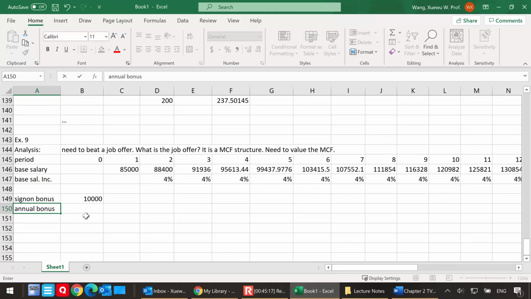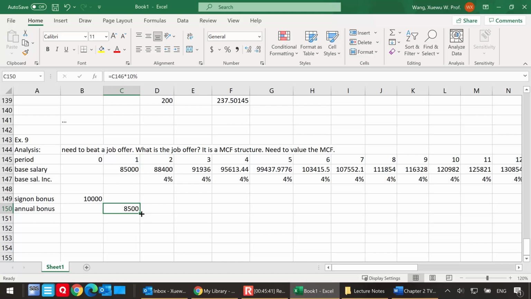Okay, the annual bonus is actually 10% of the base. So I'm going to look at the annual bonus in the first year. It's the first year base multiplied by 10%. So in the first year, this person gets 85,000. In addition, this person gets 8,500. That's the annual bonus, 10% of the base.